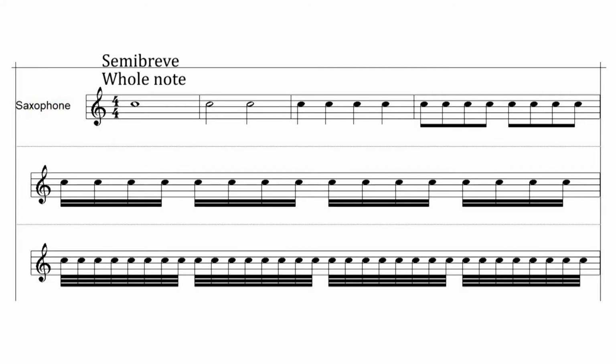The first note is called a semibreve or whole note and will last all 4 beats and will sound like this. The next note is called a minim or half note and is half the length of a semibreve, so you can fit 2 of these notes in the space of 1 semibreve. It will sound like this, with the first minim covering beats 1 and 2 and the second minim covering beats 3 and 4.